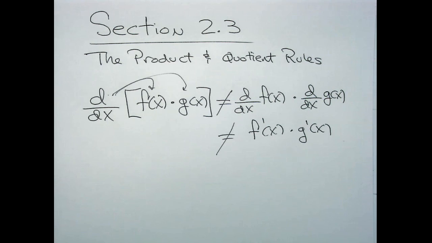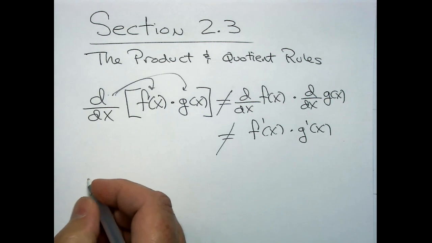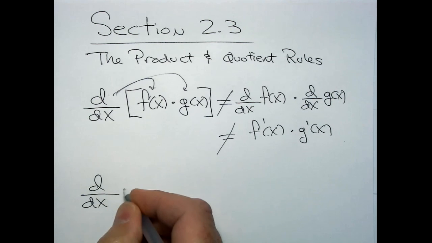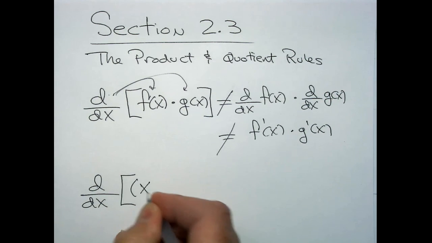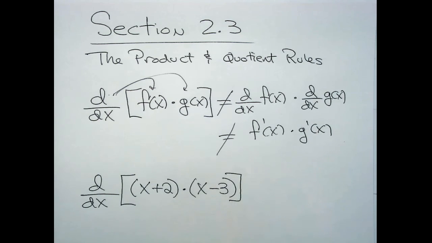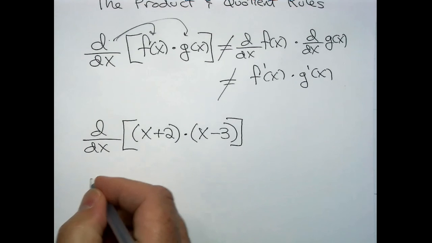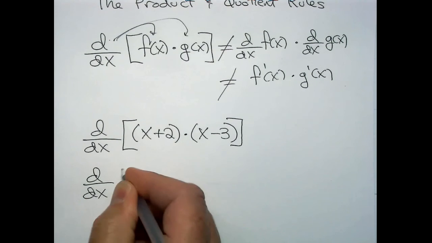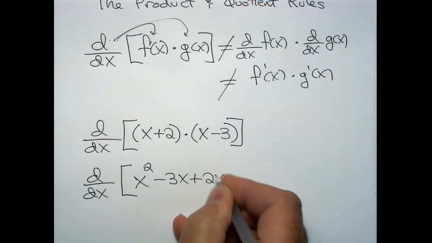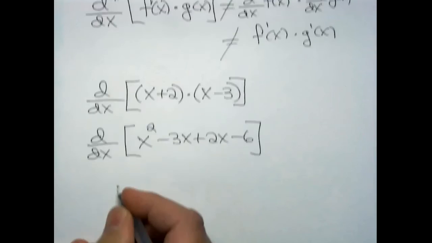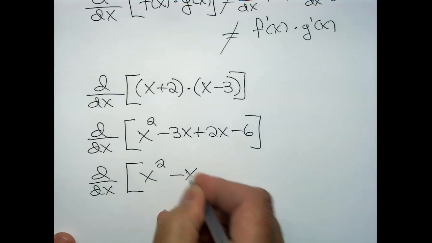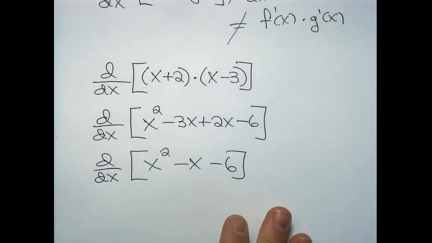Now, I can demonstrate to you that that does not work by doing the following. I'm going to take the derivative of this product. Now, let's not use any rules at all. Let's just multiply them out. This is x squared minus 3x plus 2x minus 6. This is the derivative of x squared minus x minus 6. We don't need any special rules for this.